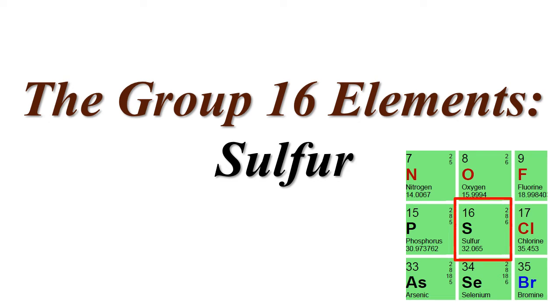Second element of group 16 is sulfur, just below oxygen, twice heavier than oxygen. Again, it has 2 valence electrons on s orbitals and 4 valence electrons on 3p orbitals.